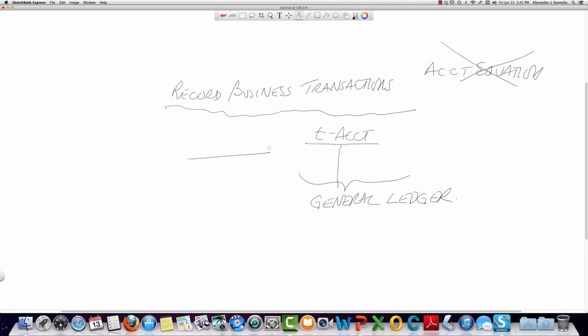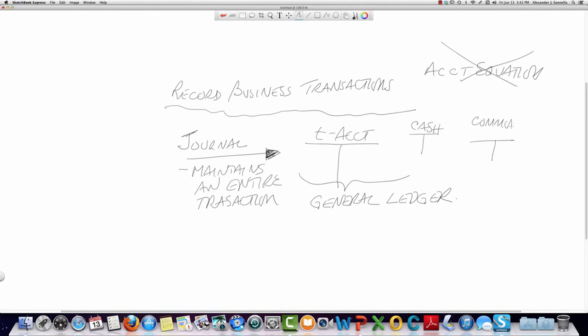We're also going to precede that, as we move to the next module, with recording the transactions in a journal. And as we'll see, the benefit of using the journal is it maintains an entire transaction, whereas T accounts split that transaction. So if you remember, $30,000 of equity increased by a credit, cash comes in, $30,000 of cash increased by a debit.